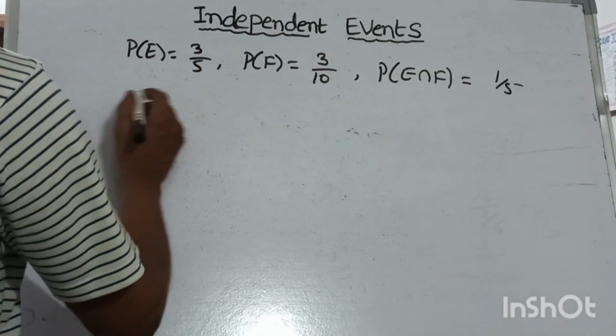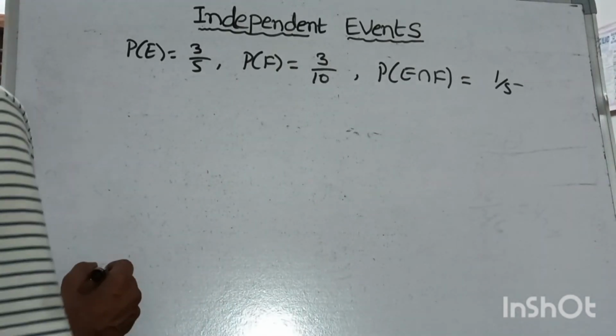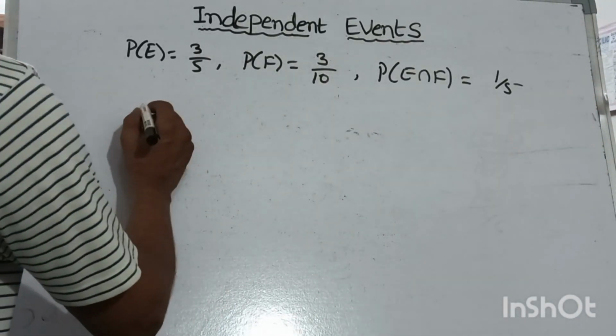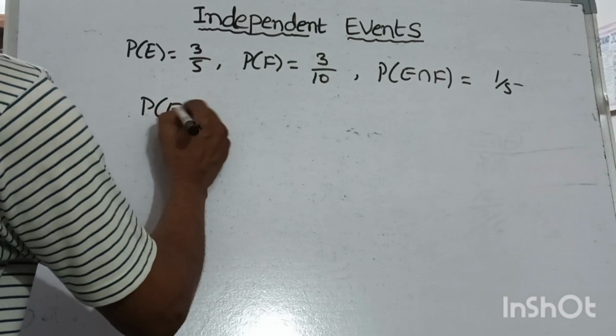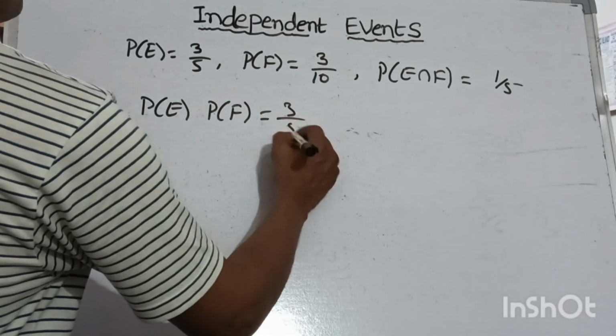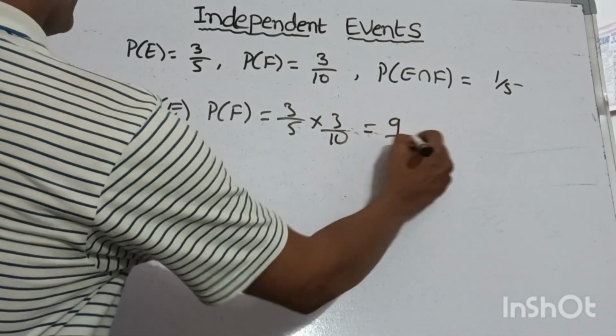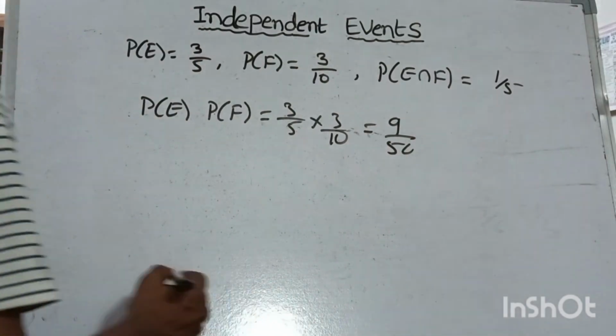We know the definition of independent events. Probability of E intersection F is equal to probability of E into probability of F. First, multiply probability of E into probability of F. So, 3 by 5 into 3 by 10, this is 9 by 50.